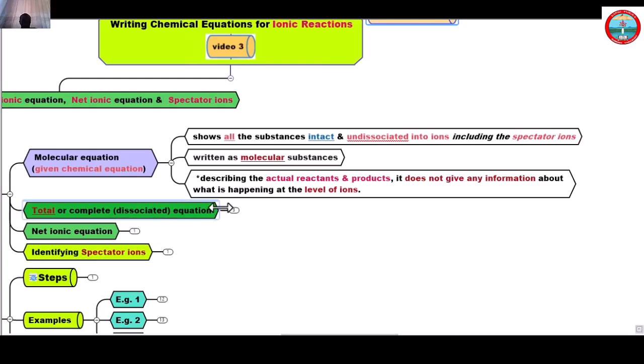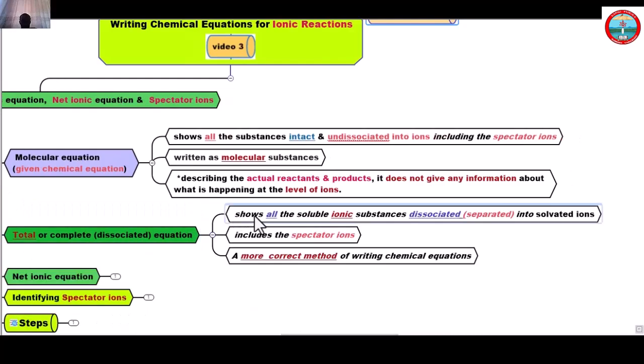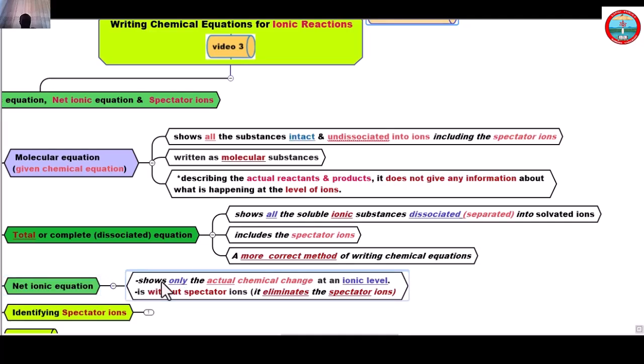complete or dissociated equation is an equation that shows all the soluble ionic substances dissociated or separated into solvated ions, and it also includes spectator ions like the molecular equation, and it is a more correct method of writing chemical equations. The net ionic equation is an equation that shows only the actual chemical change at an ionic level, and it is written without spectator ions, that is, it eliminates the spectator ions.